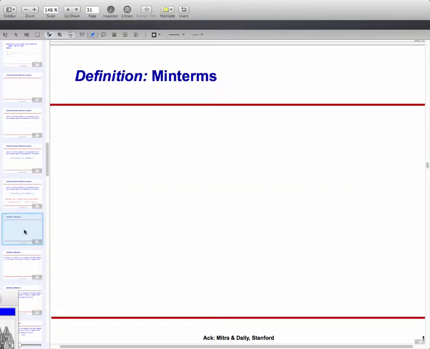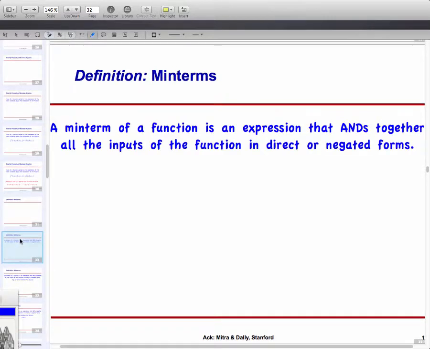Okay. Another definition, minterm. I'm throwing a lot of definitions at you, but we're going to be using all of these in subsequent modules, so unfortunately, there's no way around them. So minterms. Again, something you have to be very familiar with.